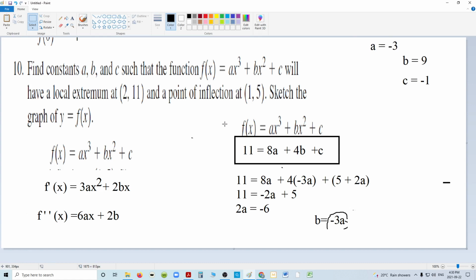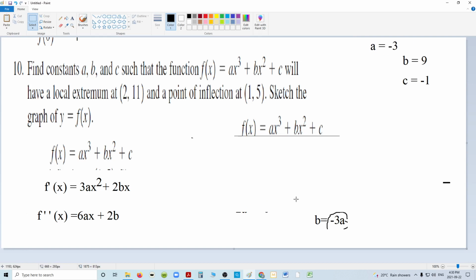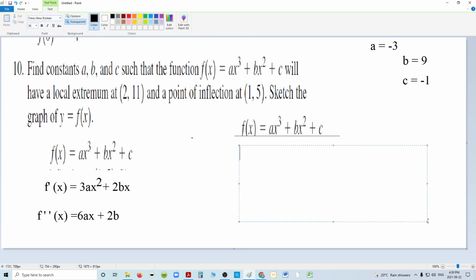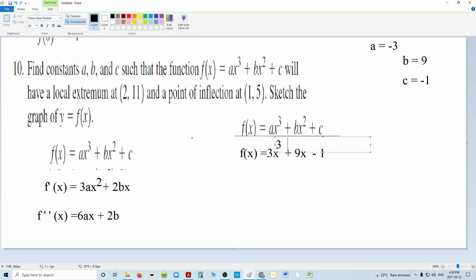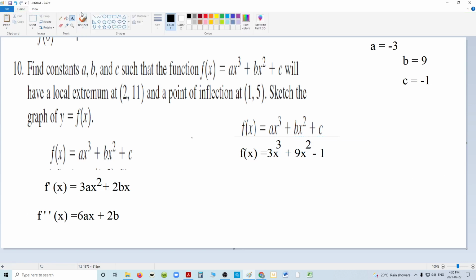Okay? And that means I can fill in my original equation, and I also have my formulas for derivative, but I don't need those yet, which means I can replace this blank equation with this. Minus 3 x cubed plus 9 x squared minus 1. And that tells me a bit more information. It tells me that I have a y-intercept at 0, minus 1.